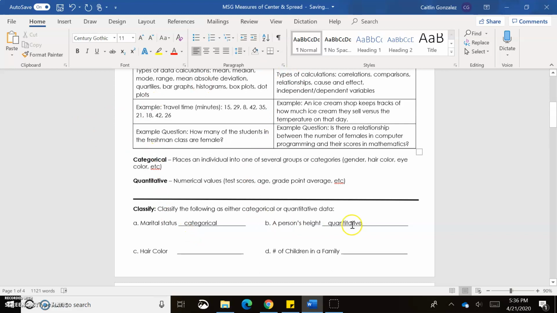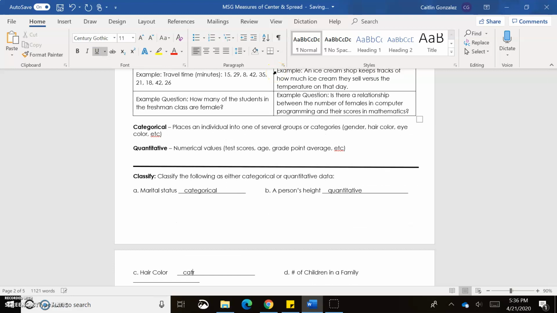Hair color, that's going to be categorical. We might categorize a group of people. Oops, if I can type it correctly.